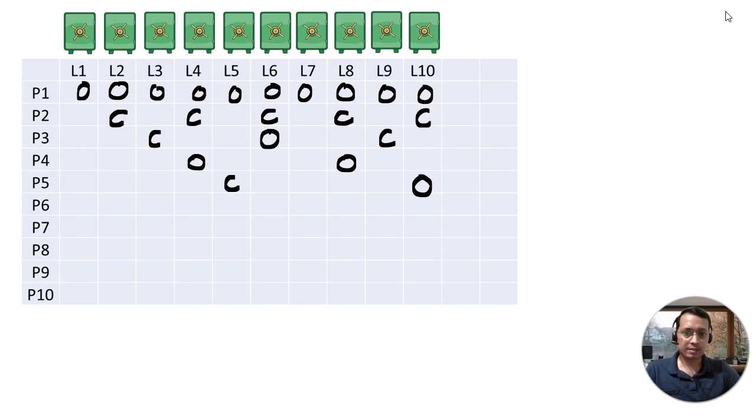Then person 6. What happens? It is already open, so we'll close it, right? Person 7 checks that it is already open, so he closes it. Person 8 sees that locker 8 is open, so close it. Person 9 sees that the locker is already closed, so open it. Person 10 sees that the locker is already open, so close it.